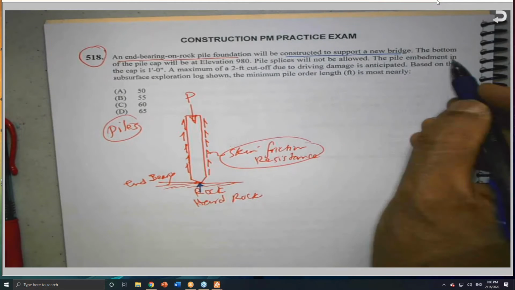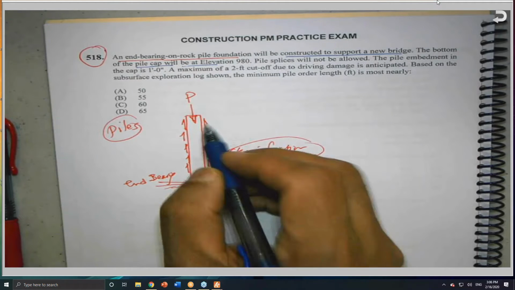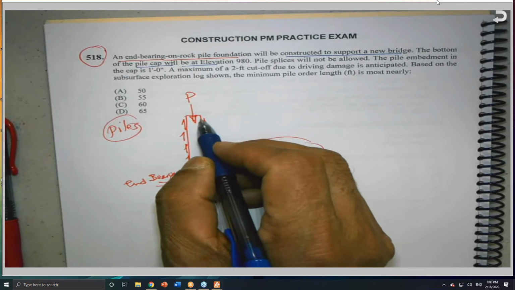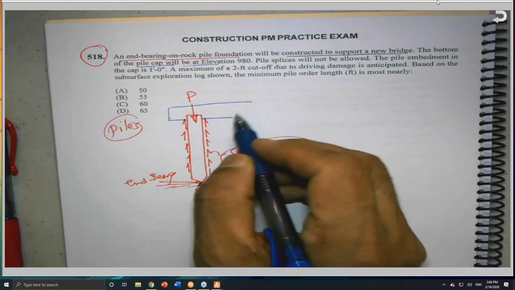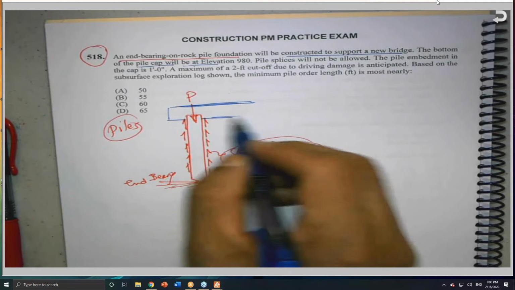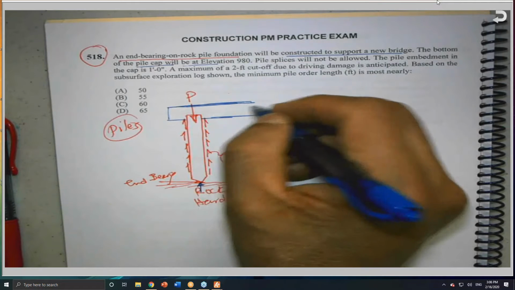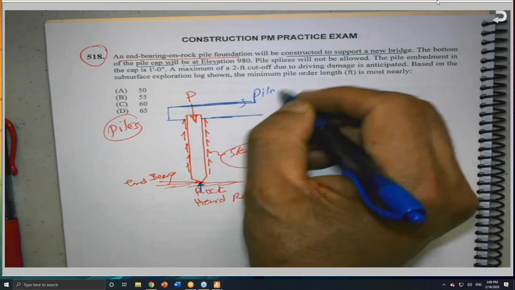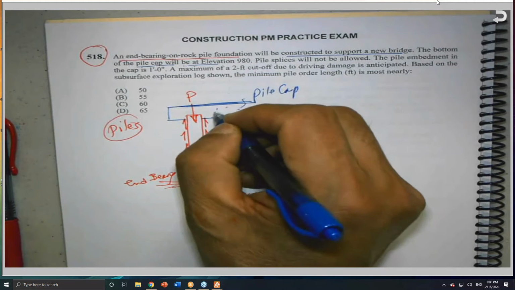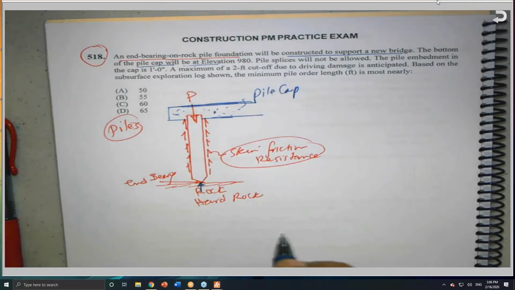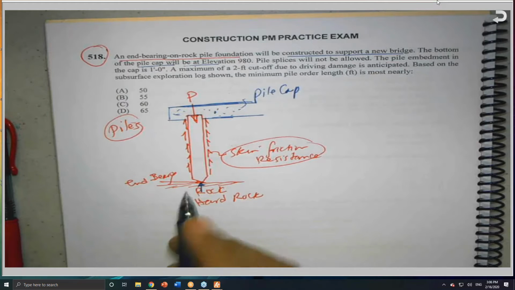To support a new bridge, the bottom of the pile cap will be at an elevation. When we drive the piles, we put something called a pile cap, which is a slab that will contain all the piles. There is another pile here and so on, I'll just draw only one. It's concrete with reinforcement and has a design, and the pile has to be embedded into the pile cap to a certain depth.